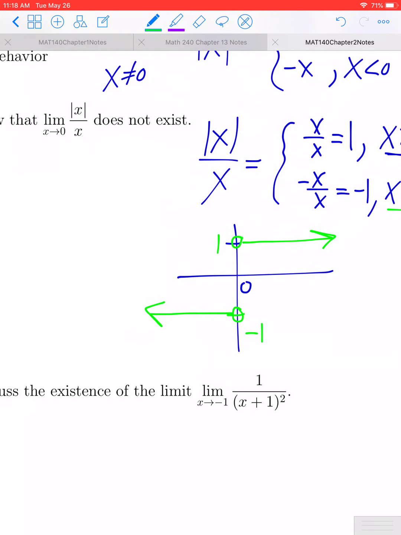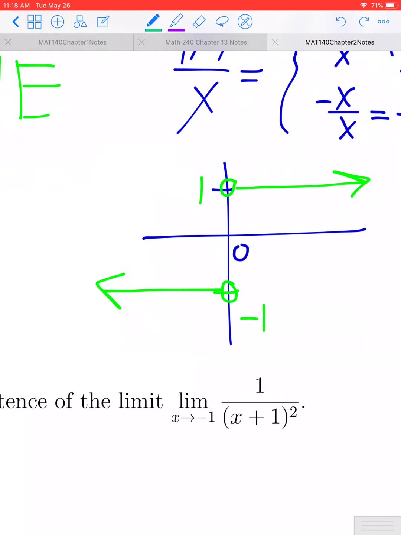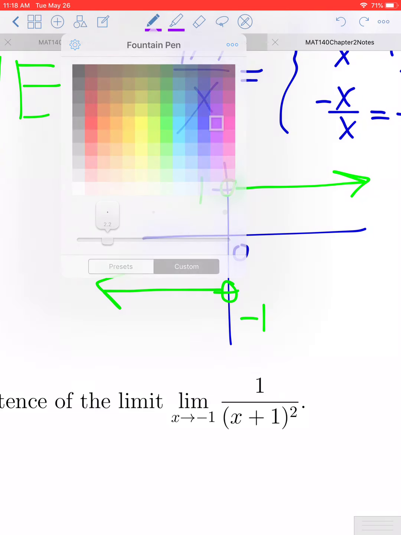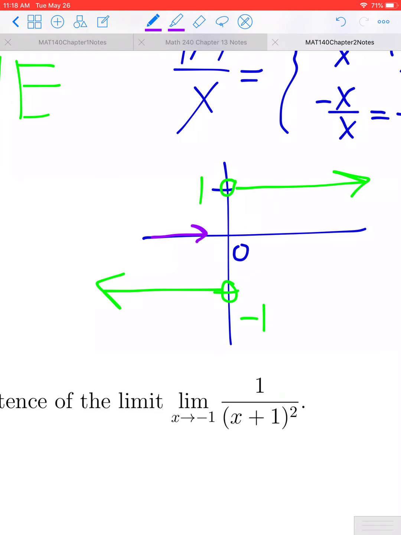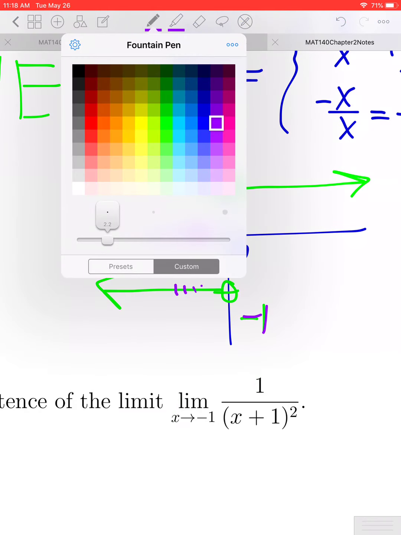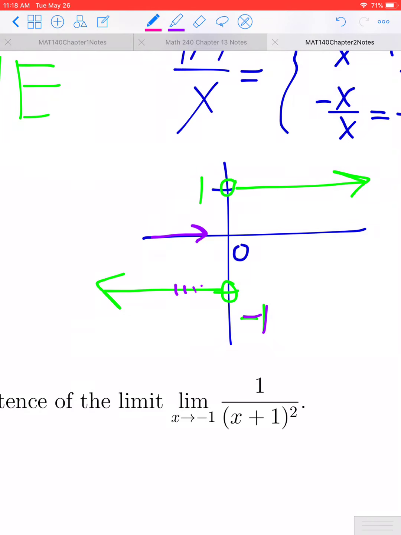From the graph, we can see why the limit does not exist. When a limit does not exist, you can abbreviate it DNE, for does not exist. What's happening is, if we look at the limit as we approach 0 coming in from the left-hand side, the sequence of outputs we get would be negative 1. However, if we approach 0 coming in from the right-hand side, the sequence of outputs would consistently give us positive 1.